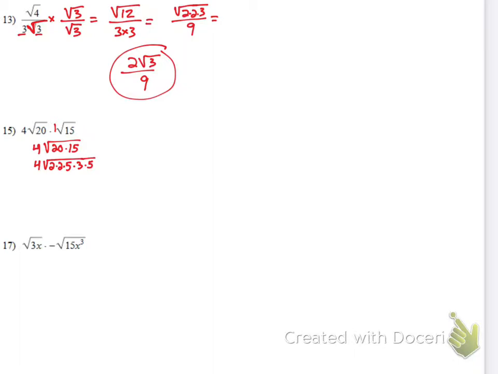So now I've got this pair of 2's there, and then I also have a pair of 5's. So I'm just going to bring those out. So 4 times 2 is going to be 8 times 5 is 40. And underneath the radical is, nope, not 8. It's going to be 15.